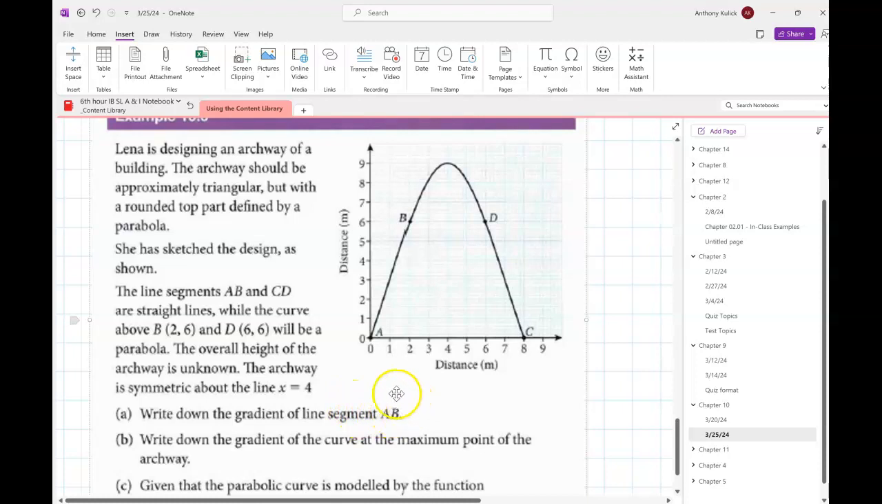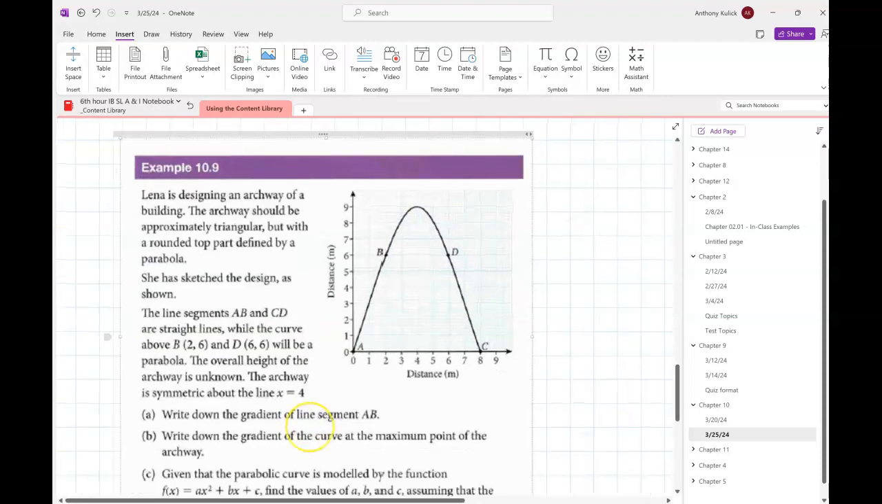It says to write down the gradient of the line segment AB. So gradient means slope, but it's a line segment. How do I find the slope of a line segment? Yeah, y2 minus y1 over x2 minus x1, right? That's Algebra 1 stuff here, guys.